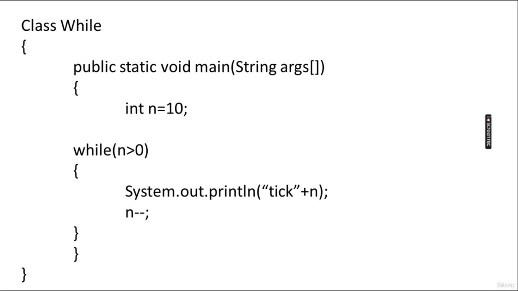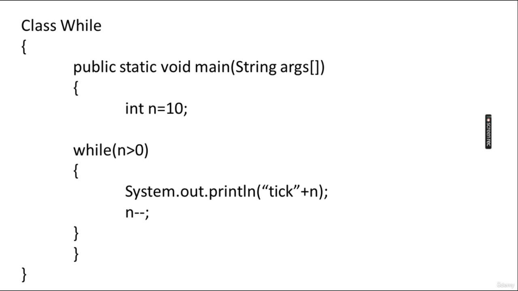Example of while. Here, n equal to 10 is initialized. While n is greater than 0: 10 is greater than 0, yes. Then tick will be written, 10. Then n will be decremented by 1, so 10 now becomes 9. Again the loop comes here. Now 9 is greater than 0, yes. Then tick will write 9. Again n will be decremented and become 8.